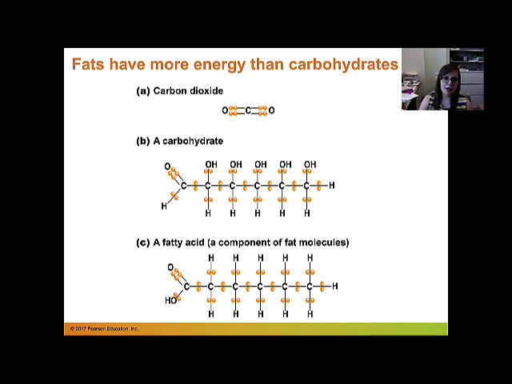So here's carbon dioxide, right? There's very little potential energy in this molecule because of those polar covalent bonds. Carbohydrates we just talked about. Lots of nonpolar bonds, so lots of potential energy in that molecule. And then fat, right? Here's an example of a fatty acid, has a ton of carbon-hydrogen bonds. And so fat is a really good source of energy.